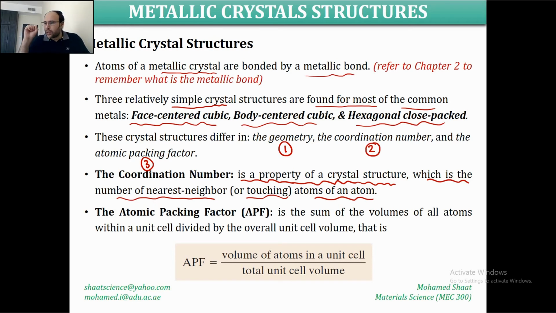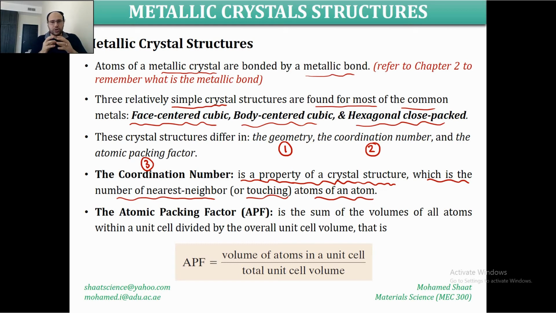This coordination number is a property that depends on the crystal structure. It is not dependent on the material type or the element type. It depends on the crystal structure, which is exactly the number of the nearest atoms or neighbor atoms of an atom that belong to the unit cell. So if you choose an atom within the crystal or even within the unit cell, and you try to count how many other atoms are in direct contact, are tangent, touching this atom, if you count them, this number gives you the coordination number.